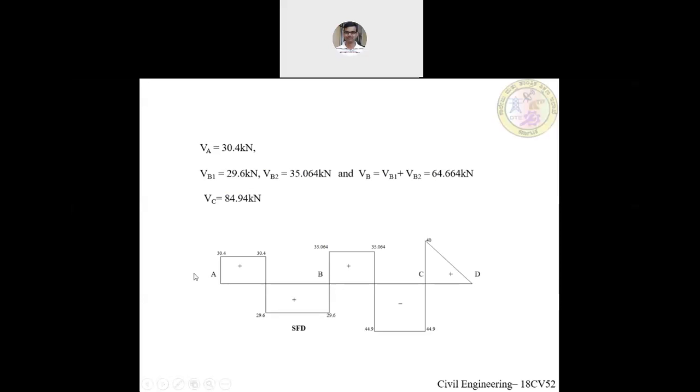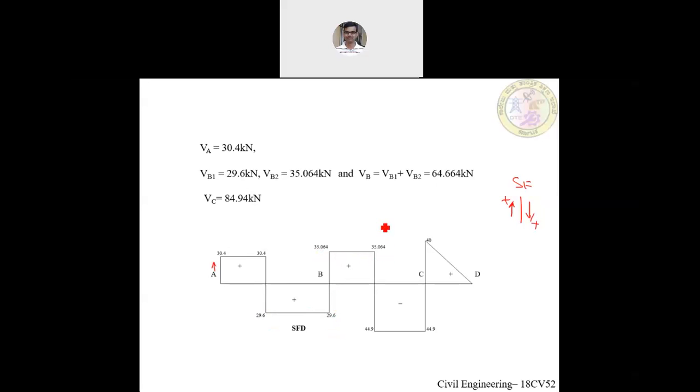VA is positive. We're going to use the sign convention that left up is positive and right down is positive. This is for the shear force. Now we'll take it up, that it is 30.4. There are no loads, so it becomes constant. Again, minus the point load which is being applied, it goes to a negative sign. And again, there are no loads acting from this point to this point, so it becomes constant. And again, it is in the upward direction, plus 64, it becomes plus 35.